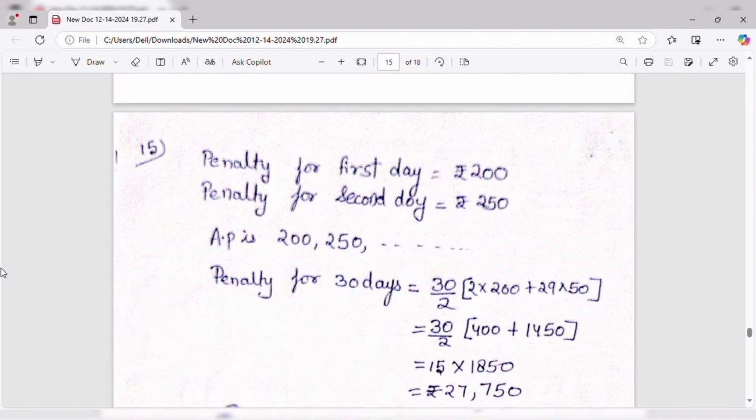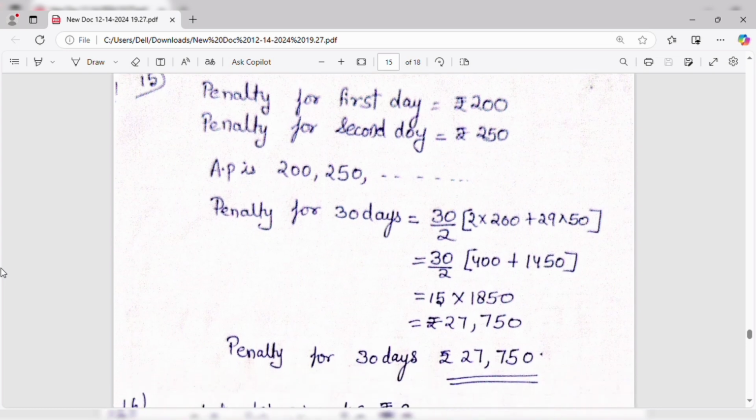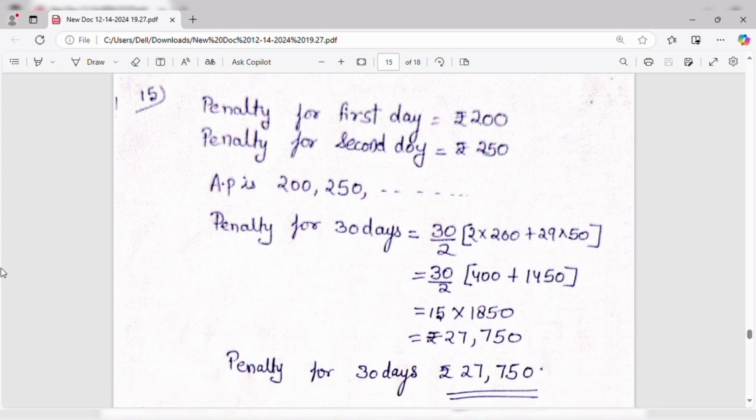Next question is, a contract on a construction job specifies a penalty for delay of completion beyond a certain date as follows: rupees 200 for the first day, 250 for the second day, 300 for the third day. The penalty of each succeeding day being rupees 50 more than the preceding day. How much money the contractor has to pay as penalty if he has delayed the work for 30 days?